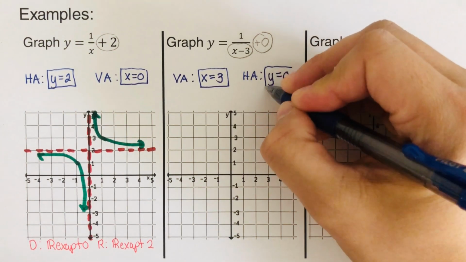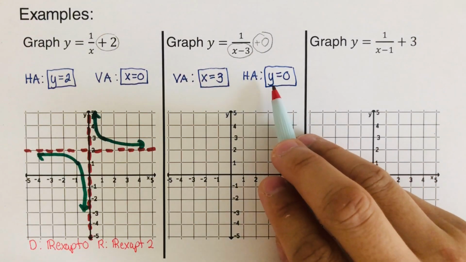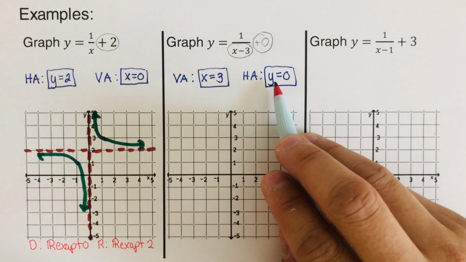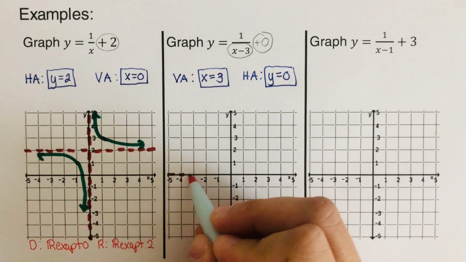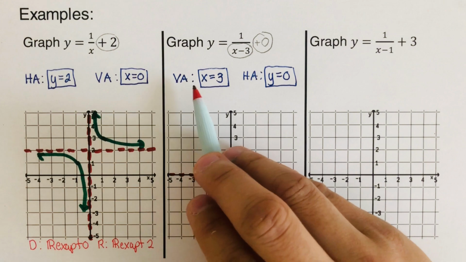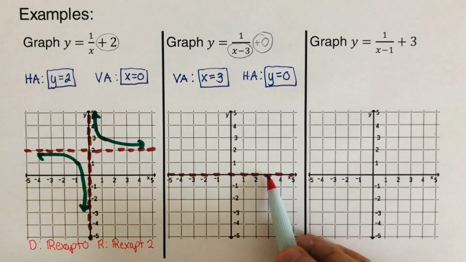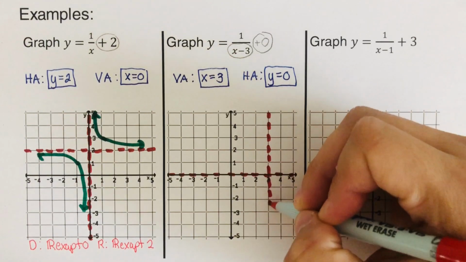So then we can go ahead and graph the asymptote first. So the horizontal asymptote is y equals 0, so it's gonna be right here. This is the horizontal asymptote. And the vertical asymptote is on x equals positive 3, so it's gonna be right here. So I'm gonna draw a vertical asymptote here.